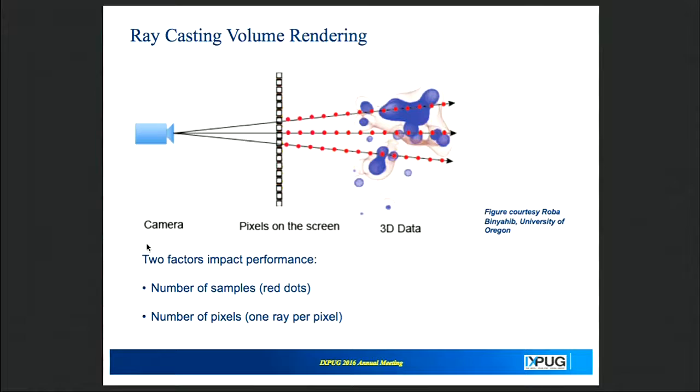Essentially, the problem we're tackling here is raycasting volume rendering. To simplify things, the camera is the viewer there, and we cast rays and sample the data along the rays. One important thing to notice is that there's one ray per pixel, and we also take multiple samples of the data. That is what essentially impacts performance: the number of pixels and the number of samples we take of the data. So the algorithm tries to simulate the physical effect of the propagation of light.